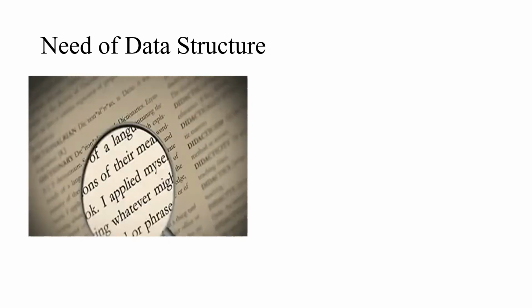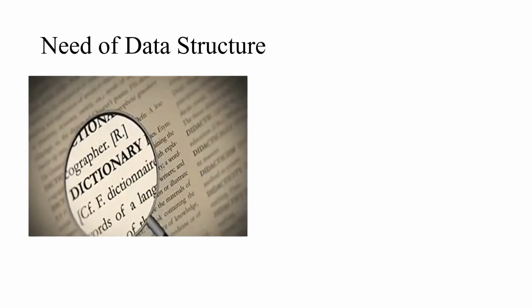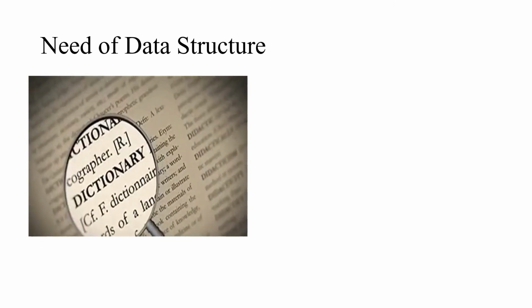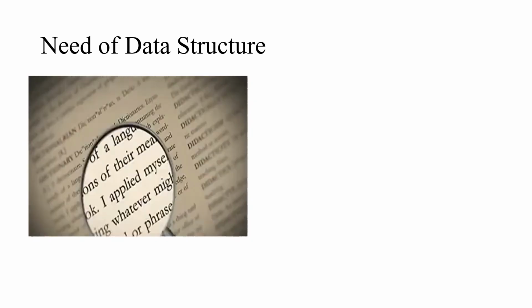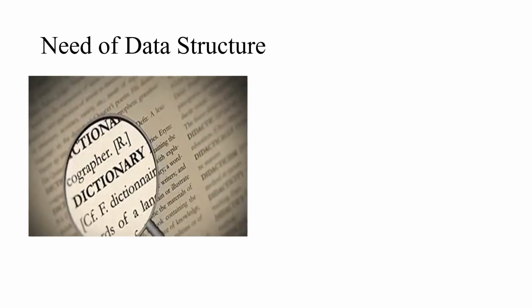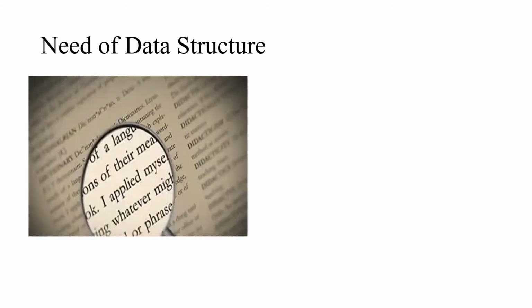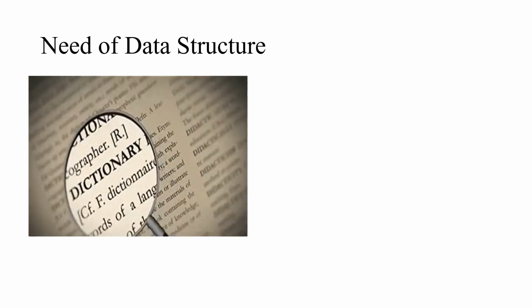Let's take an example: a language dictionary. In a language dictionary we are able to search a word quickly and efficiently because the words are sorted alphabetically. Just think, if the words of a dictionary are not sorted, it would be a very difficult and time-consuming job to search a word among millions of words.